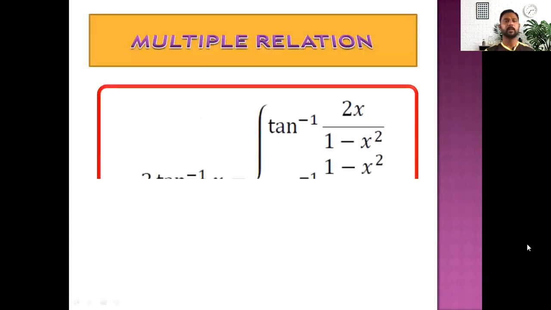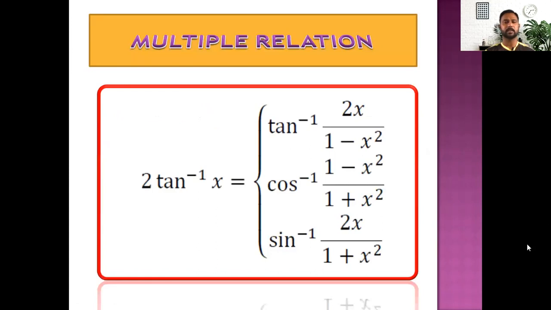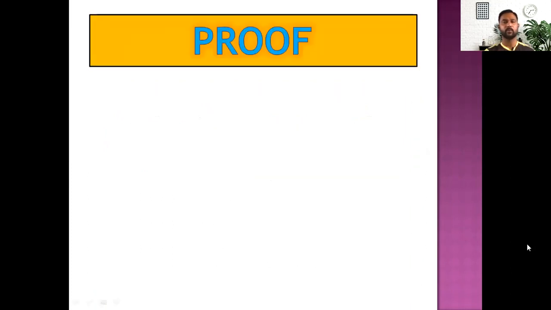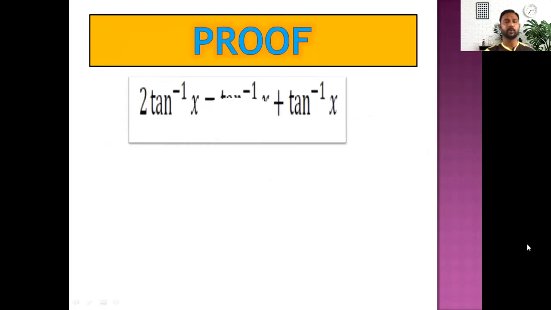What are the multiple relations we have? These are the multiple relations. 2 tan inverse x can be written in 3 different ways. They are multiply related to tan inverse 2x by 1 minus x square, cos inverse 1 minus x square by 1 plus x square, and sine inverse 2x by 1 plus x square. Let us see the proof one by one. Here is the proof for you.